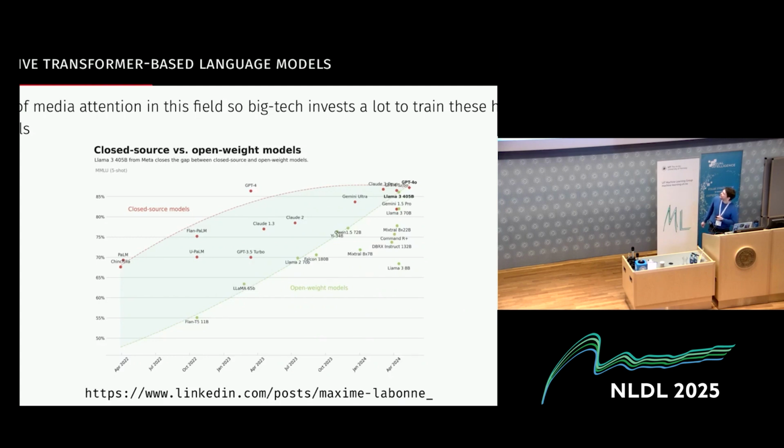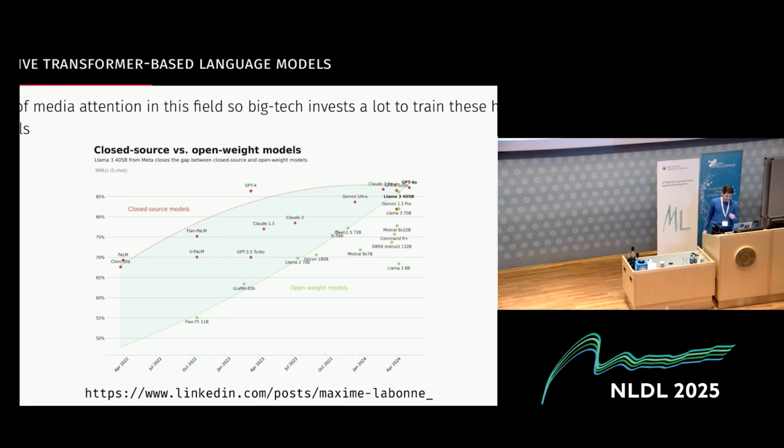I'm not sure how visible this picture is, but it shows time on the x-axis, and on the y-axis, the performance on the MMLU benchmark, which is a famous language modeling benchmark that is used nowadays. It shows the big revolution of the language models, how they got better and better.